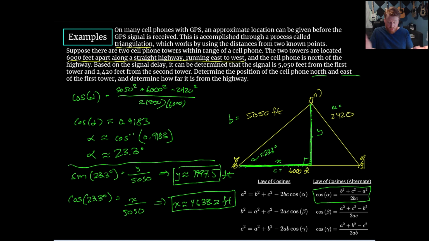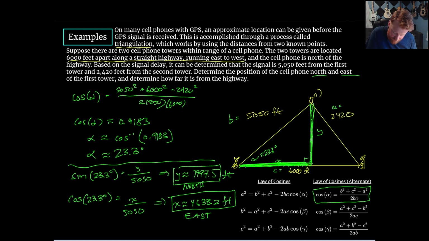So if we want to go find this cell phone, we would walk east from the first cell phone tower along this highway 4,638.2 feet, and then we would walk north 1,997.5 feet, and we should find the cell phone as long as it's not moving.